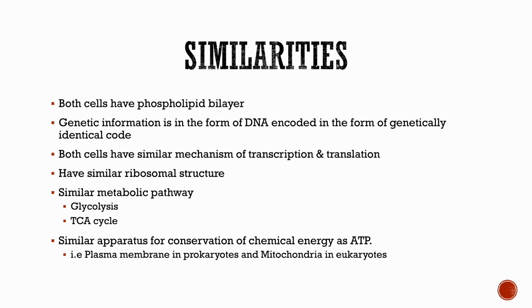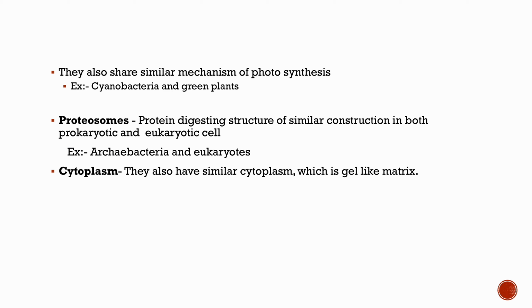They also have similar apparatus for conservation of chemical energy as ATP, which is located in the plasma membrane in prokaryotes and the mitochondrial membrane in eukaryotes. They also share similar mechanisms of photosynthesis, between cyanobacteria and green plants, where the cyanobacterium is a prokaryote and the green plant is a eukaryote, but the photosynthesis mechanism is similar.